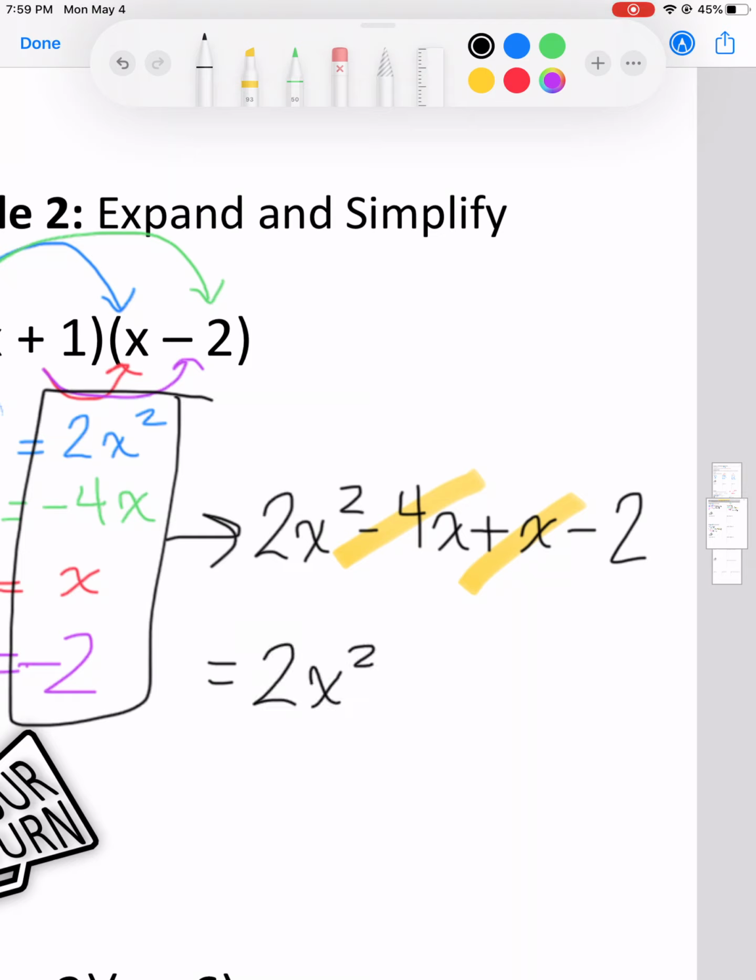Negative 4 plus 1 is negative 3x minus 2. Alrighty, and there's my answer.